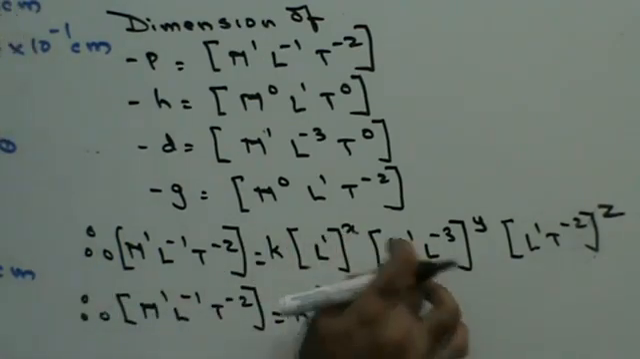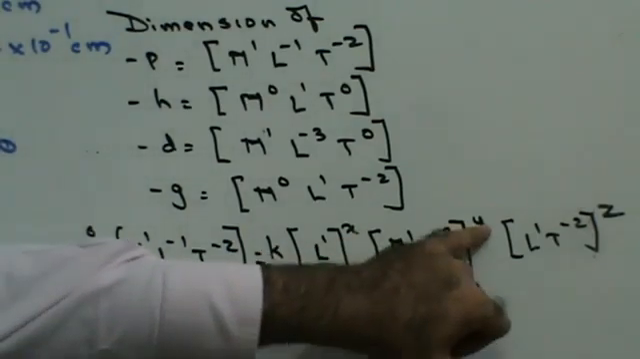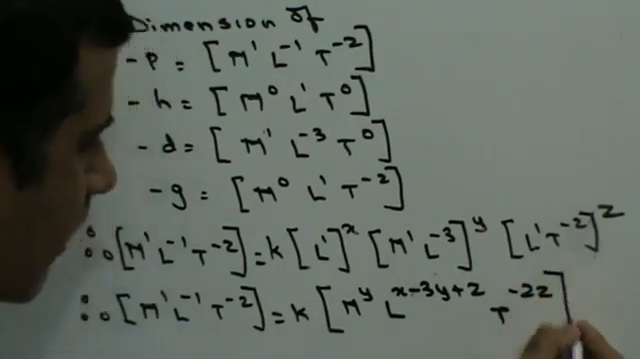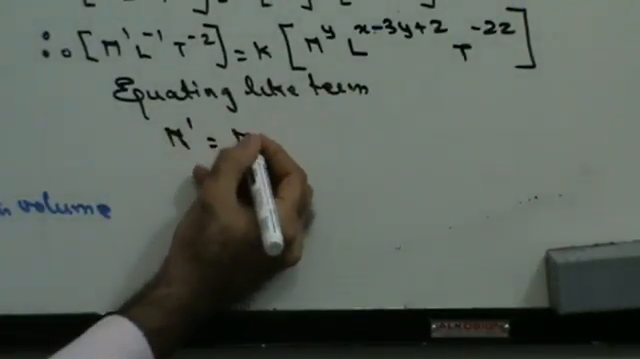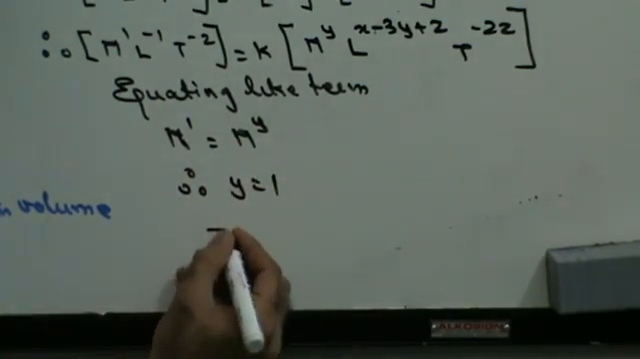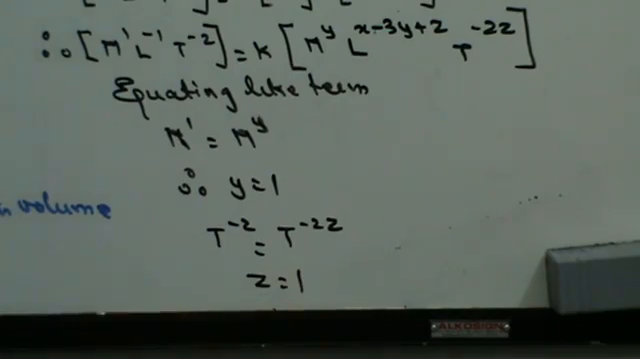L, you also have Y here. L raised to X minus 3Y plus Z, and T, there is no T here, T raised to minus 2Z. Then I can say, equating like terms, M raised to 1 is M raised to Y, therefore Y is equal to 1. Then T raised to minus 2 is T raised to minus 2Z, therefore Z is 1.